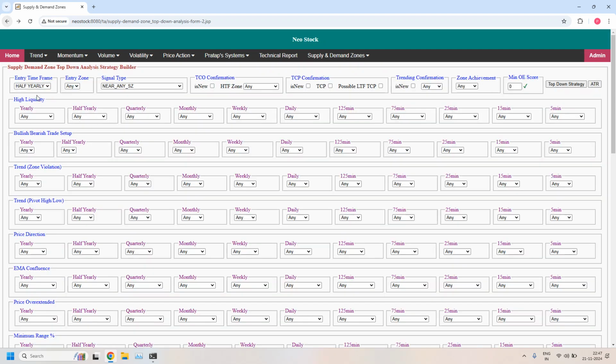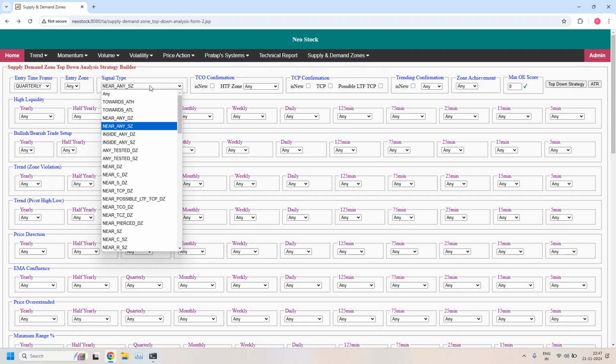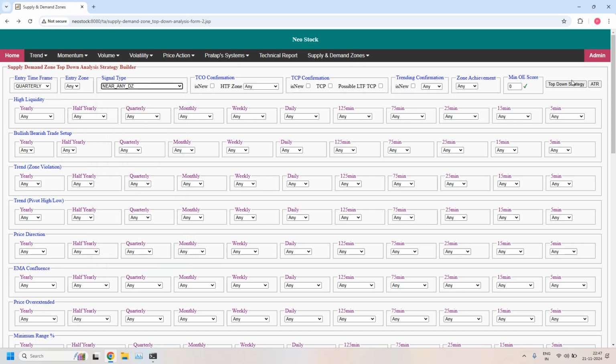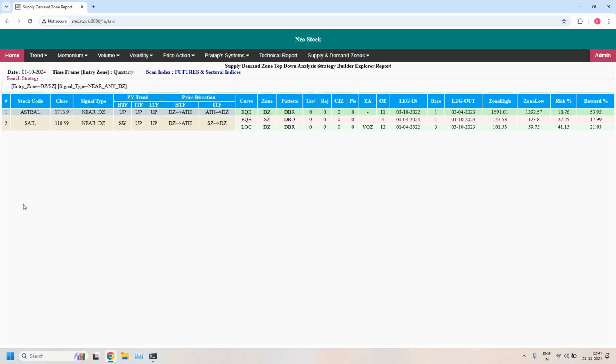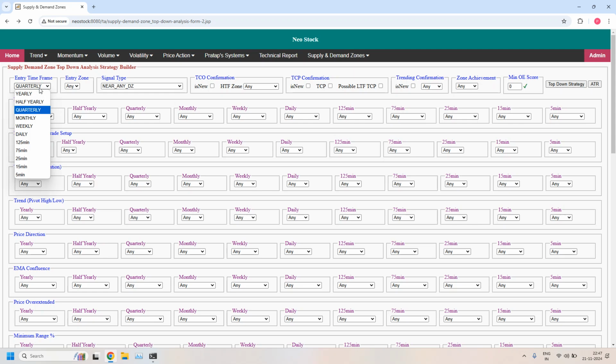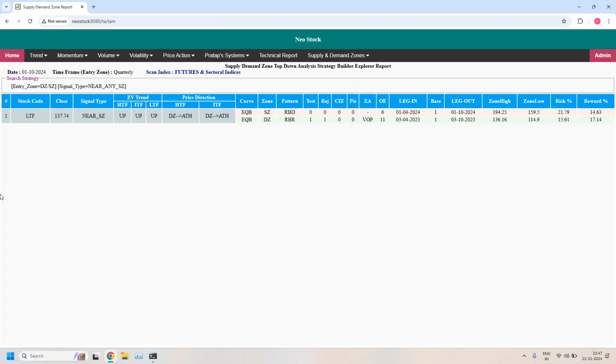Okay, next time frame is quarterly. Let's find the stocks near quarterly demand zone. Two stocks are filtered. Next, quarterly time frame. Let's find the stocks near quarterly supply zone. One stock is filtered.